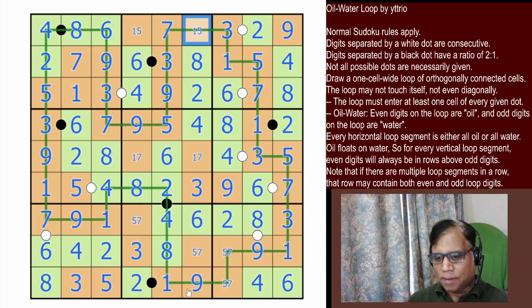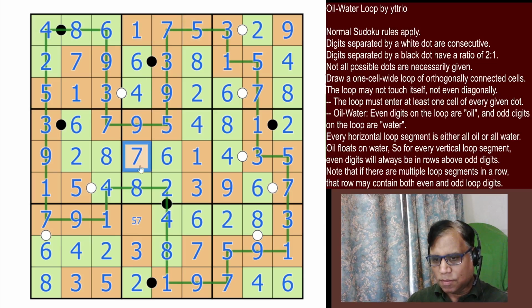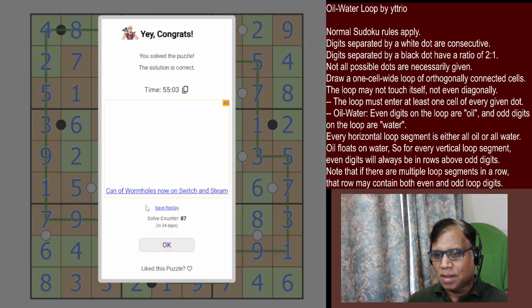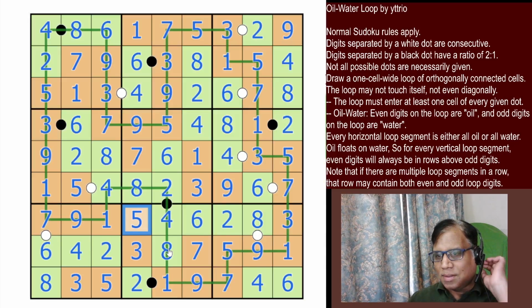Five, seven. Yeah, that 5 now. That must give 7. That must give 5. That must give 7. That must give 1. That must give 5. That must give 1. That must give 7. And that must give 5. Please. Okay. So that's how the puzzle is solved.